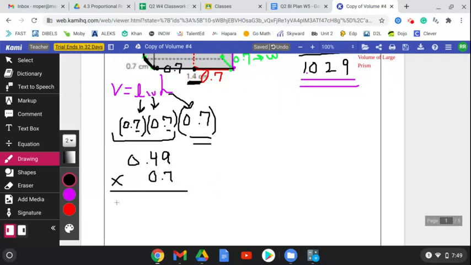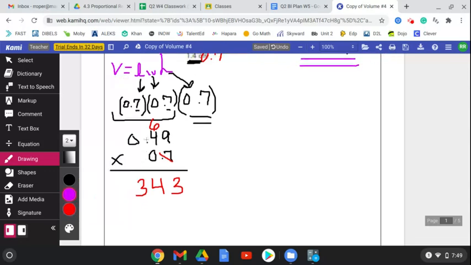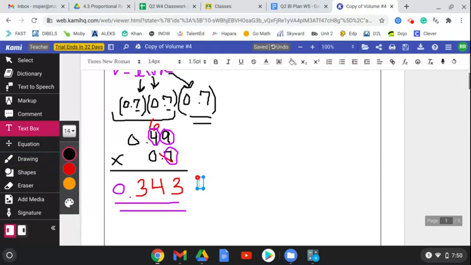So 0.49 times 0.7. Again, notice how I'm not lining the decimals up when I'm multiplying. 9 times 7 is 63. 7 times 4 is 28. 28 plus 6 is 34. Okay, and so I don't really need to multiply anymore because 0 times this, 0 times this, and 0 times this are all zeros. And so the last thing that I need to do is place my decimal. I have 1, 2, 3 digits after the decimal. And so in my answer, there should be 1, 2, 3 digits after the decimal. So this is 0.343. This is the volume of the small prism.